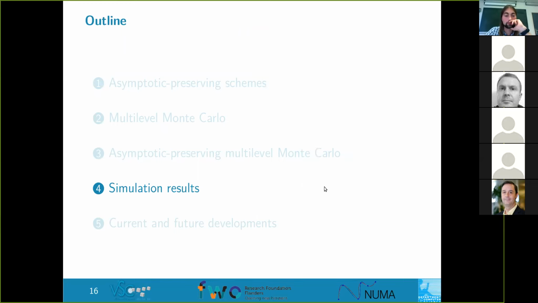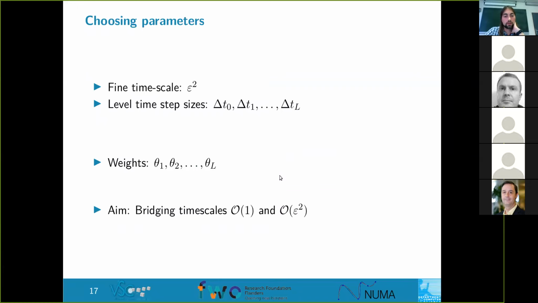Okay, so that's the scheme. And now we have to, of course, see how well it works. That's where we can do some simulations. The first thing I want to do now is just make sure that we're all on the same page as far as which parameters we have to choose in our model.